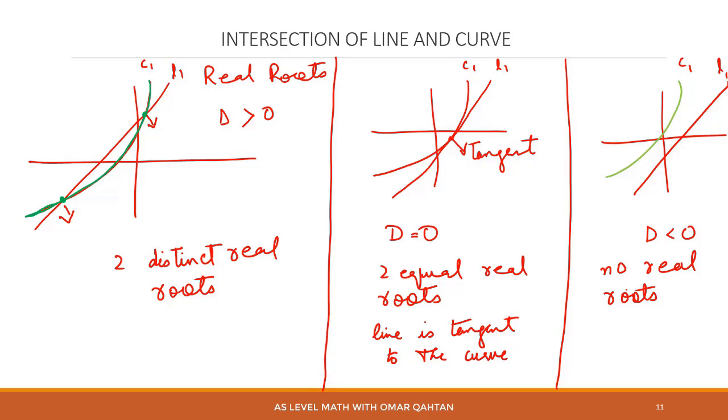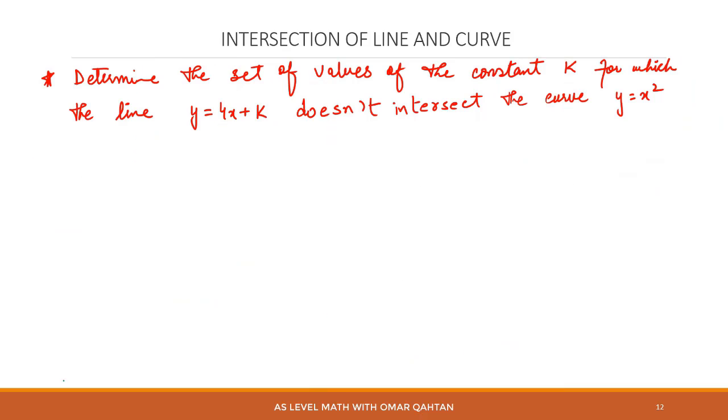Now let's solve some past paper questions to further solidify the concept. Right, so in this question, determine the set of values of the constant k for which the line y equals 4x plus k does not intersect the curve. It does not intersect the curve, which means that its discriminant should be less than 0. So let's start solving it.